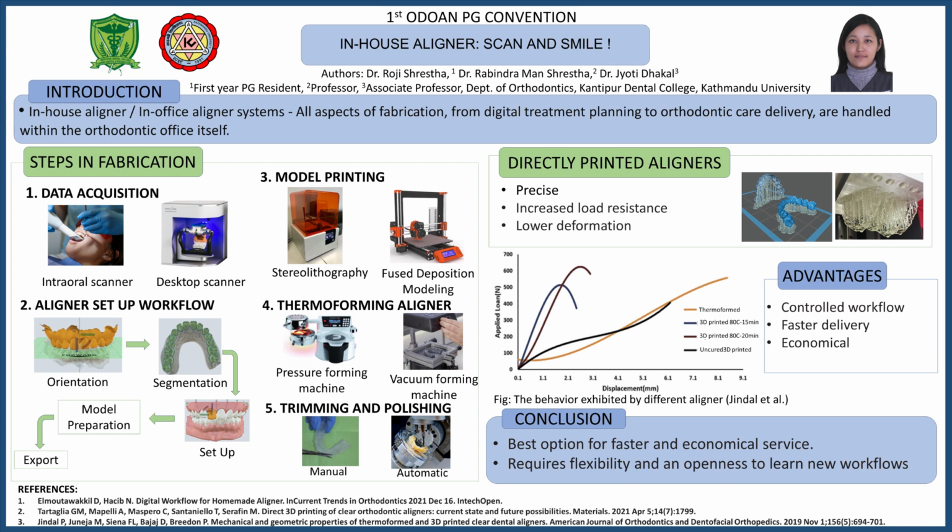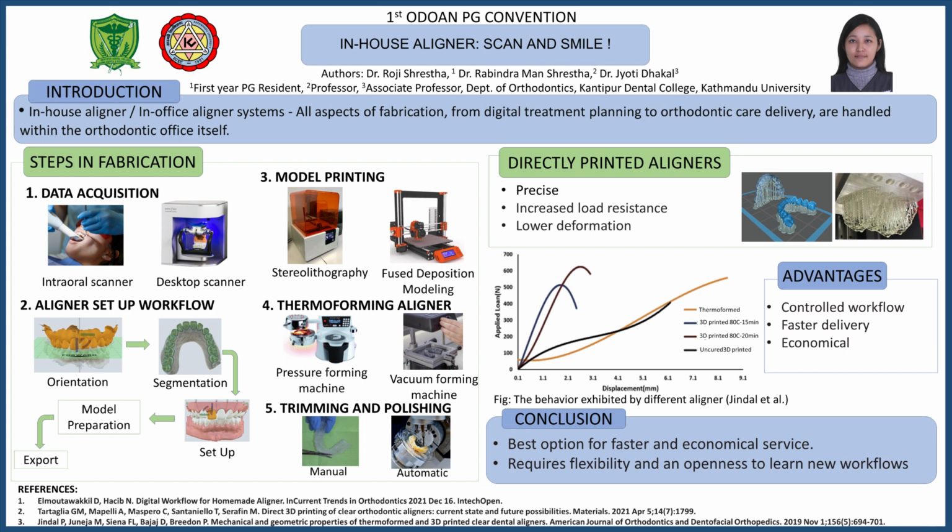In the case of directly printed aligners, the same procedure can be followed until the setup stage, after which the operator must design the aligner at the initial malocclusion model, and that will be used by the software to create all the rest of the aligners. These directly printed aligners are more precise, have increased load resistance, and have lower deformation as compared to the indirectly printed aligners.